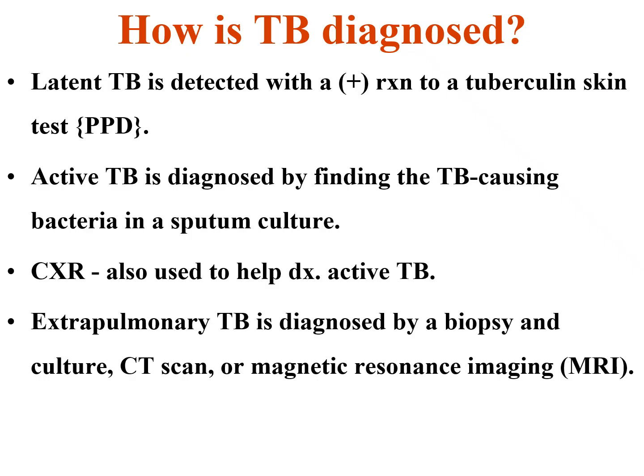Now, active TB is diagnosed by actually finding the TB-causing bacterium in a sputum culture. So if you have a patient that gets admitted on your floor for rule out TB, they would be placed in the negative pressure room, and only the individuals who need to go into that room to administer care to the patient would wear the N95 particulate respirator mask. Otherwise, the patient in the negative pressure room doesn't need to wear a mask at all.